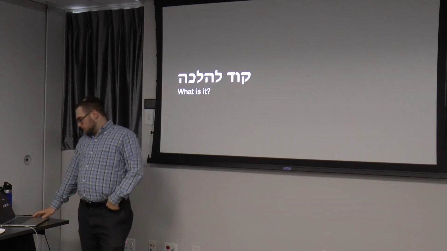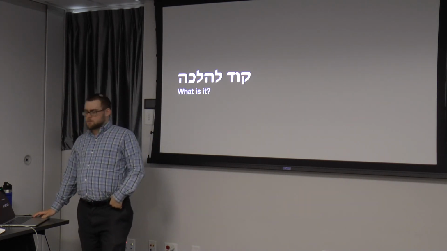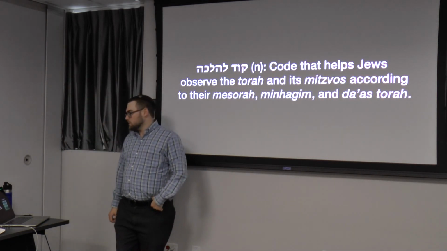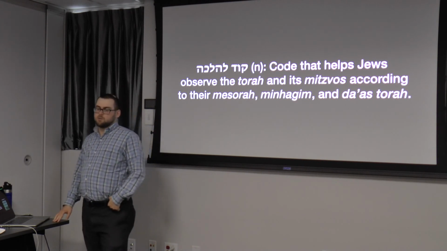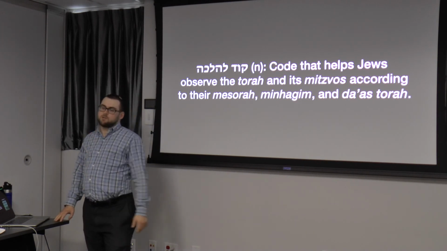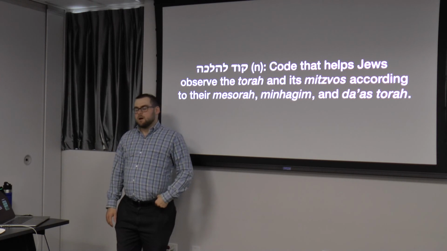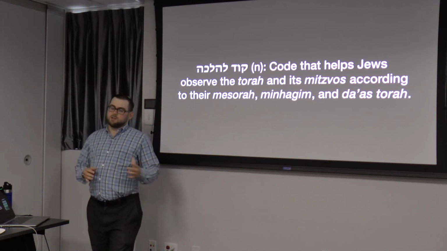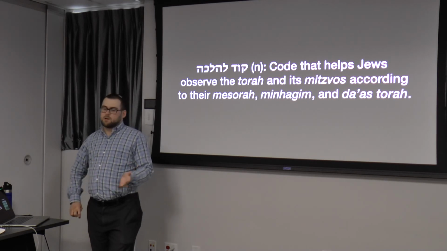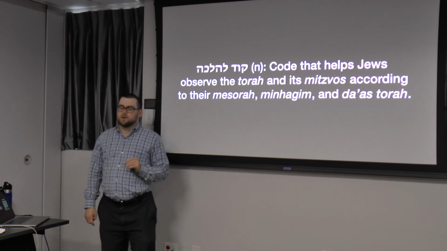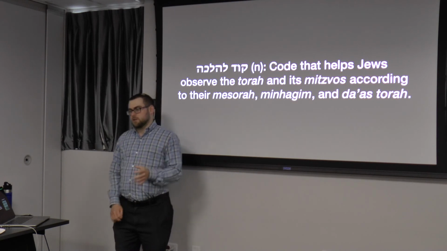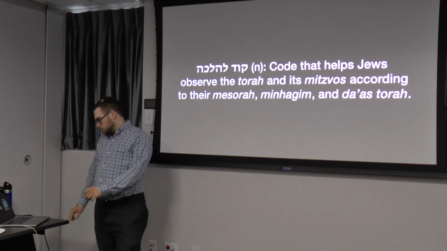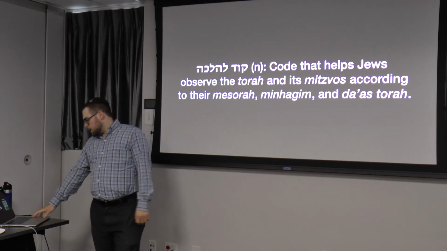So what is Code Halacha? So I was thinking about it, and I kind of came up with a definition. Code Halacha is code that helps Jews to observe the Torah and the mitzvahs according to the mesorah, their minhagim, and das Torah. There are a couple of parts to point out here. We have mesorah, which is general halacha, and then you have das Torah and minhagim, which very often come across in the same way. And when you're writing halacha code, you want it to be flexible, not just according to your own minhagim, but according to the minhagim of all your users. So we're going to talk a little bit about that later on.